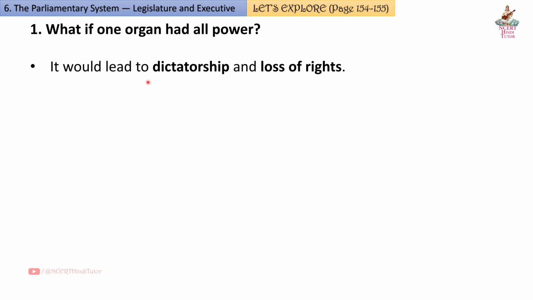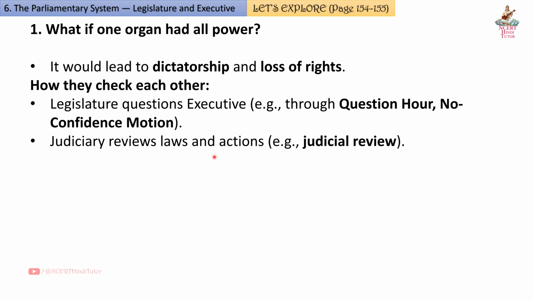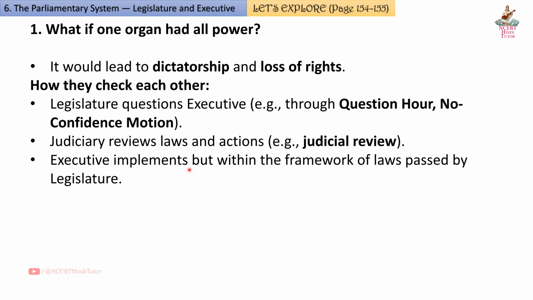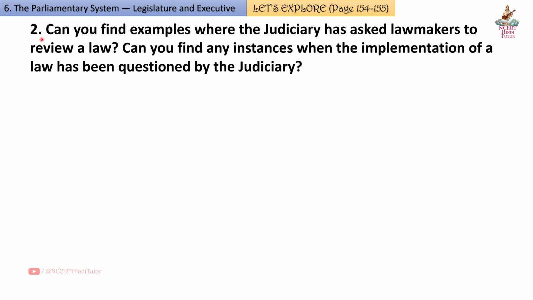Answer: it would lead to dictatorship and loss of rights. How they check each other? Legislature questions executive. Example, through questions or no confidence motion. Judiciary reviews laws and actions. Example, judicial review. Executive implements but within the framework of laws passed by legislature. Judiciary itself can be reviewed through appeals system and impeachment of judges in extreme cases. Question 2. Can you find examples where the judiciary has asked lawmakers to review a law?